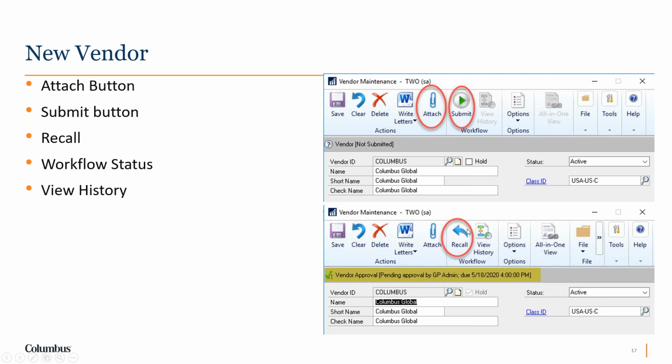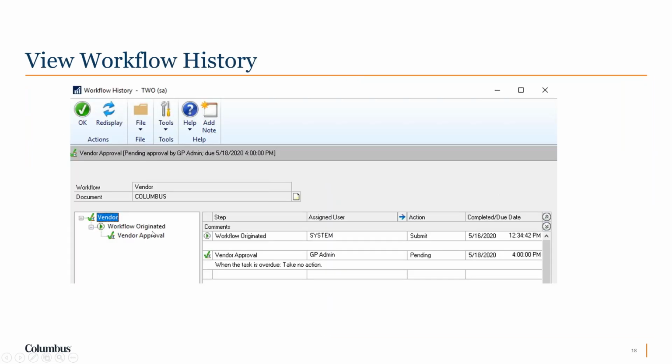Another thing, there's a view history icon here, right next to the recall. When you click that, you get a kind of a flow of what has happened so far with your workflow, where the status is. It shows that it's been originated, the vendor that it's pending vendor approval, that type of thing.